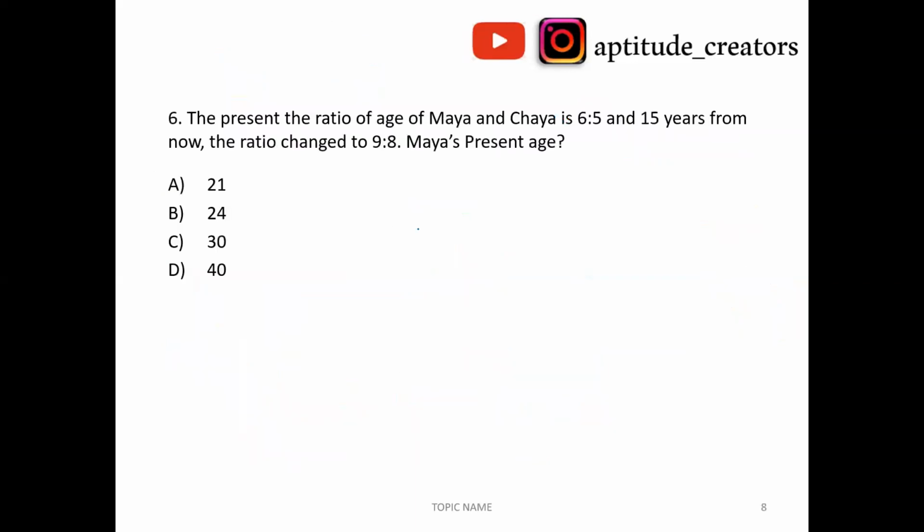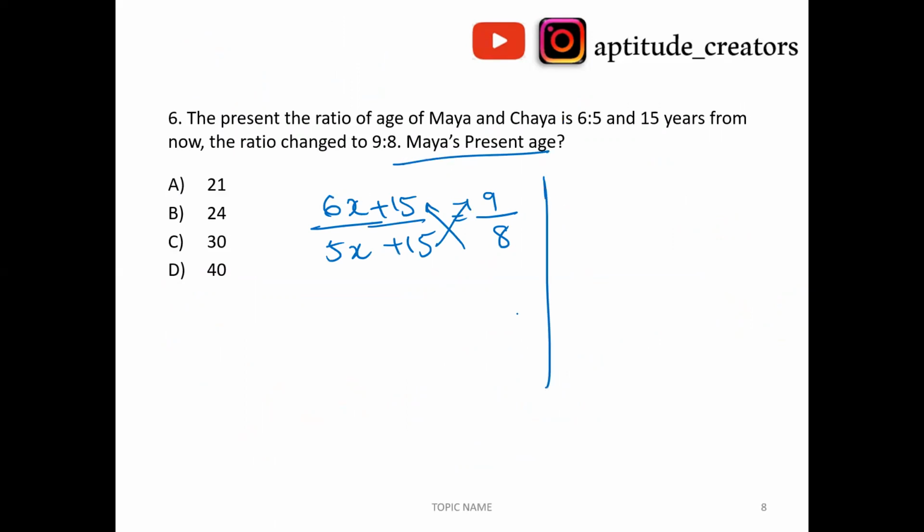Moving forward to the next question. The present ratio of Maya and Chaya is 6:5. Okay, 6x divided by 5x. Fifteen years from now, the ratio changes to 9/8. If you do cross multiplication, you will get the value of x. After that, you have to substitute it into 6x. I'm not suggesting this method.